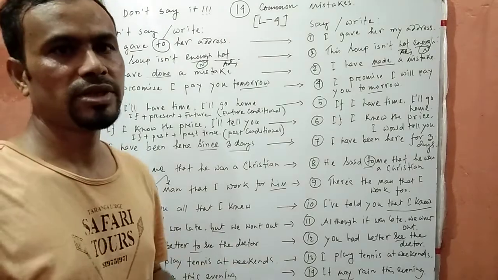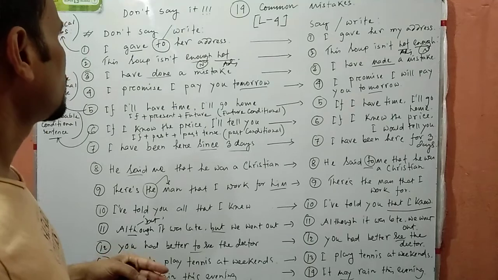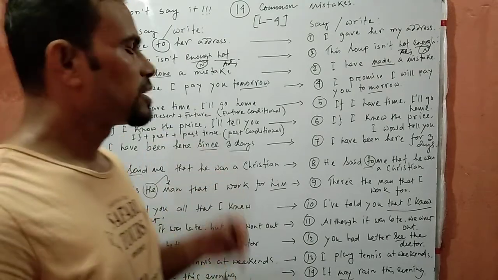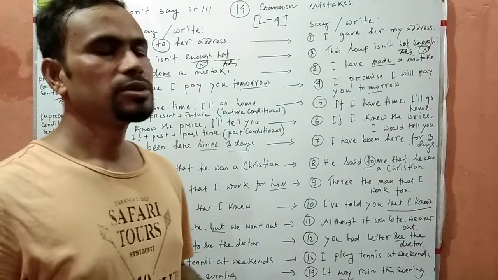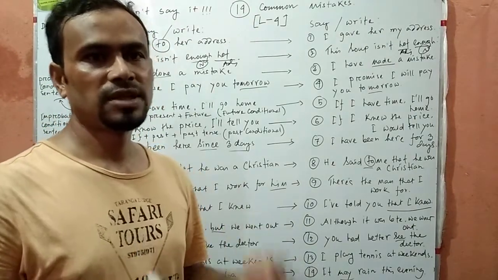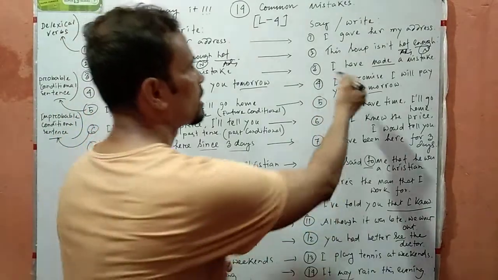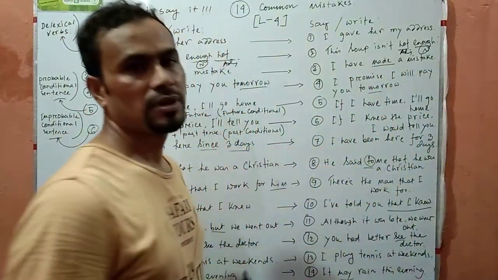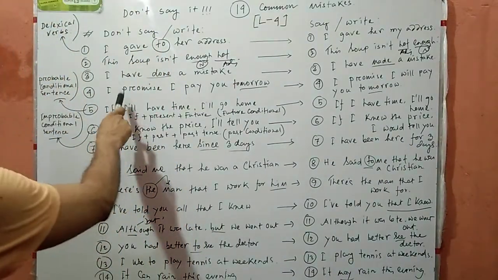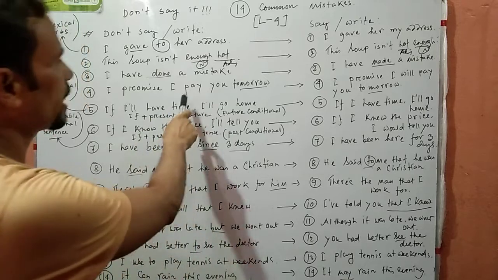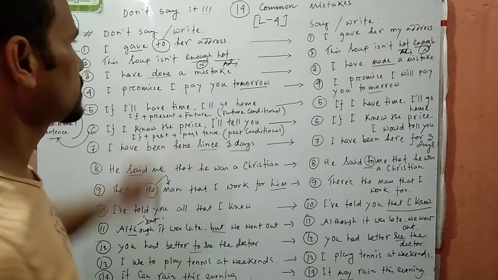This sentence is not correct because we cannot say to do a mistake. To make a mistake is correct. So in that case the correct sentence is, I have made a mistake. This sentence is correct. So next sentence, I promise I pay you tomorrow. This sentence is not correct.